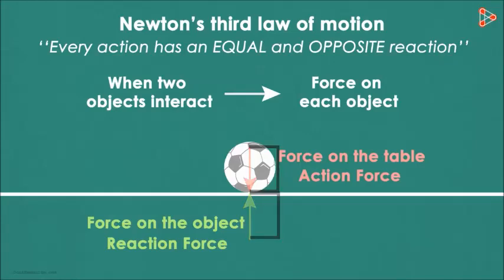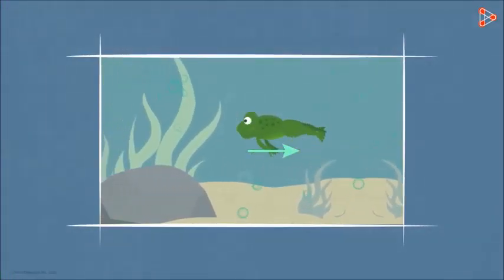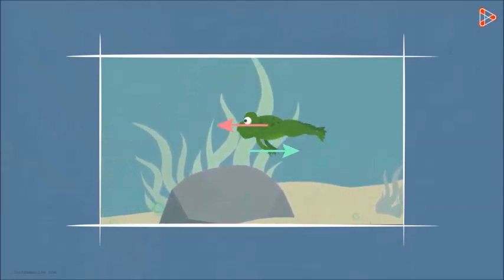And what about the direction? The direction of force on the first object is opposite to the direction of force on the second one. Let's talk about more examples. While a frog is swimming, it pushes the water back and the water pushes its body forward.